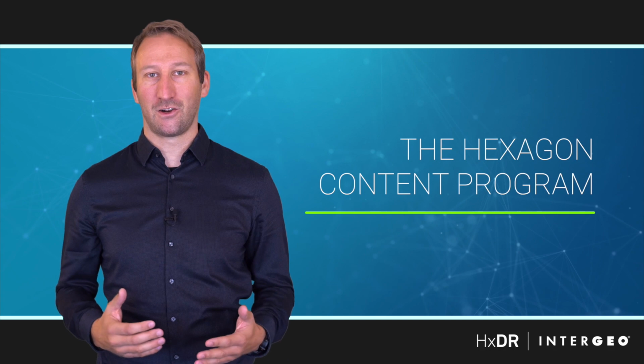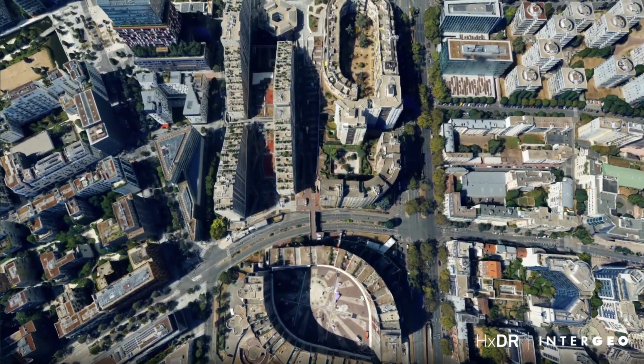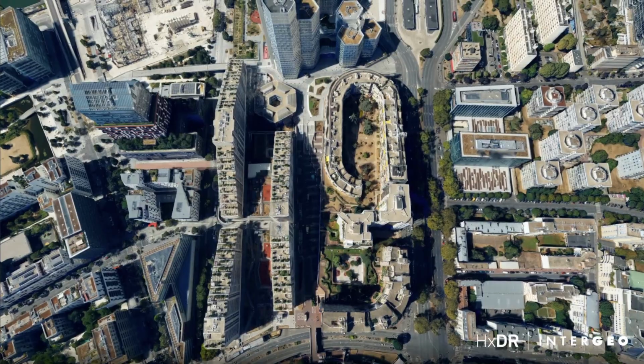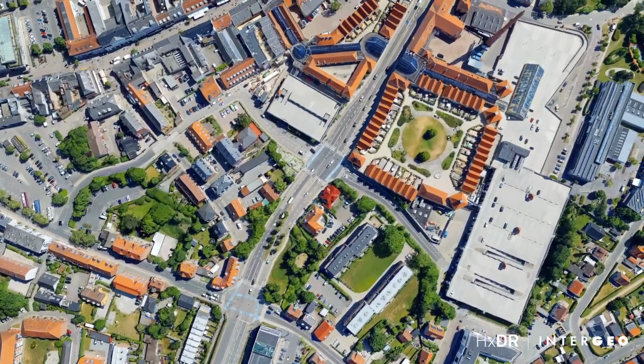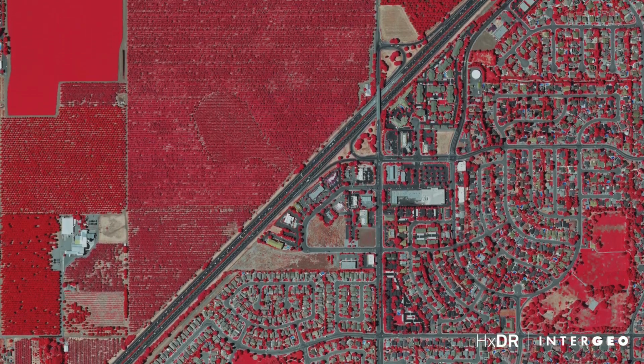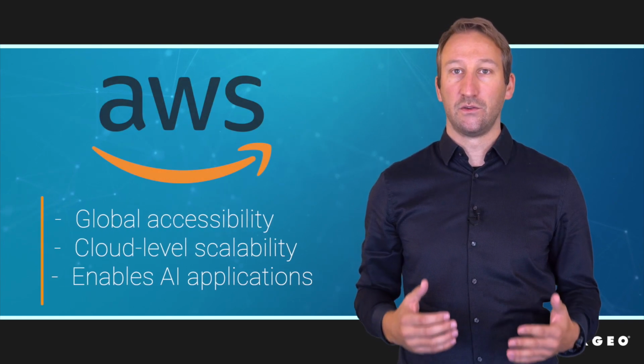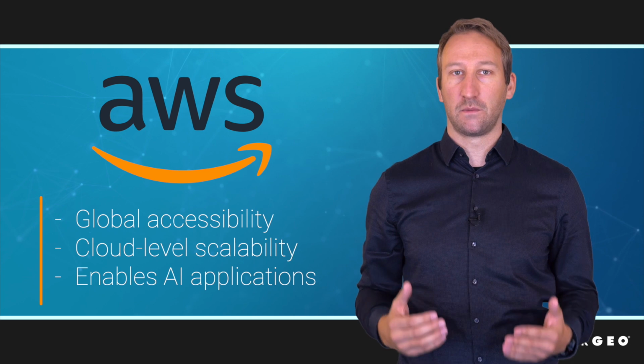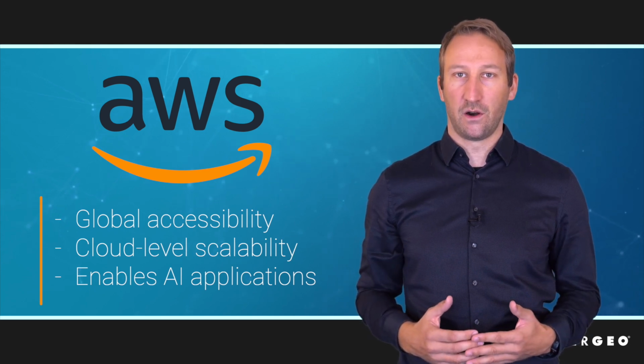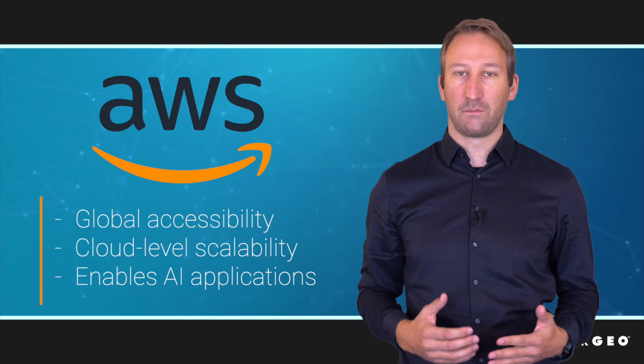Let's start with the Hexagon content program. When we first created digital reality, we started with big data. With HxDR, we want to visualize entire cities in 3D, orthophotos of whole continents down to street-level imagery, all together in one platform. With the Hexagon content program, there is already a provider for this large-scale data. And due to it being hosted on Amazon AWS, it made it very easy for us to stream and visualize the data in our platform. Let me show you some of the large-scale data that we visualize in HxDR.